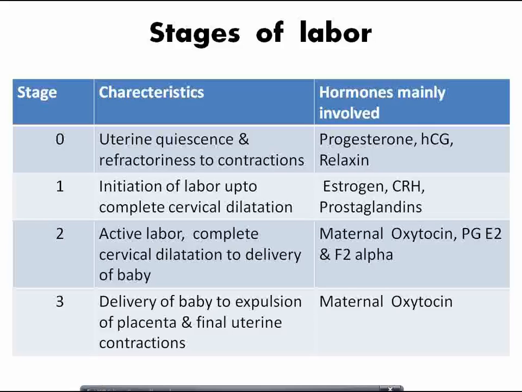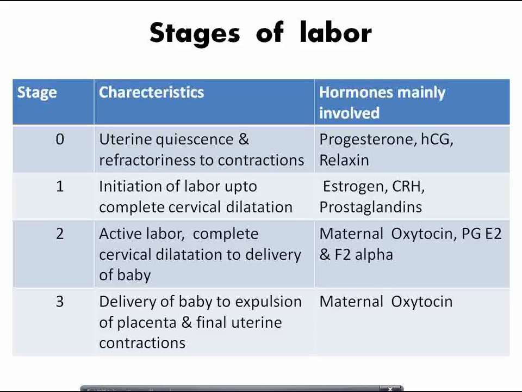Next, stage 1, which is the initiation of labor, and this completes by complete cervical dilatation. During this phase there is softening and effacement of the cervix and the uterine muscles become more excitable and enter into the contractile phase. This phase is primed by estrogen, with the rising level of estrogen just before parturition and the falling level of progesterone, so there is a shifting, and the initiation is mainly done by corticotropin releasing hormone along with the prostaglandins.